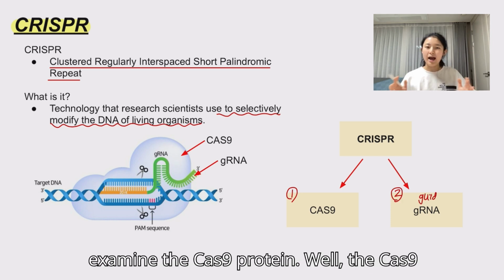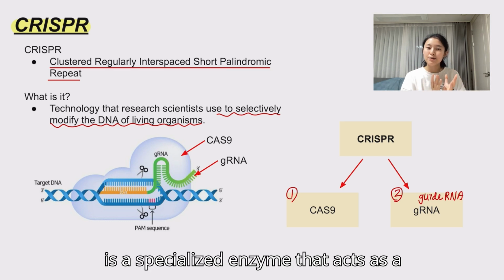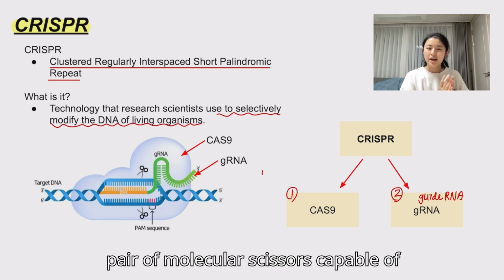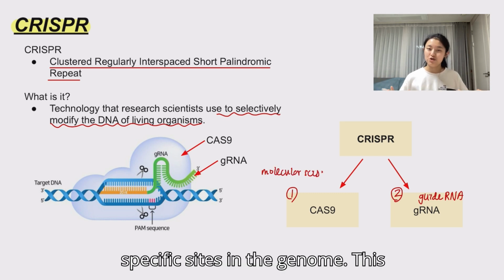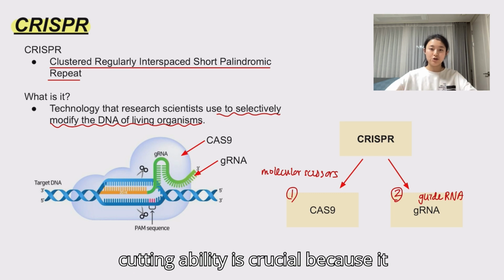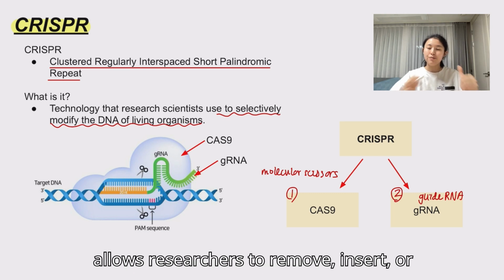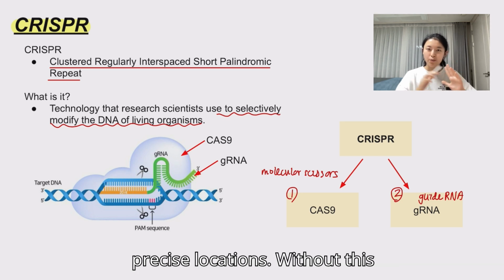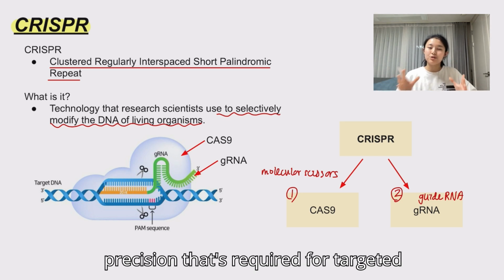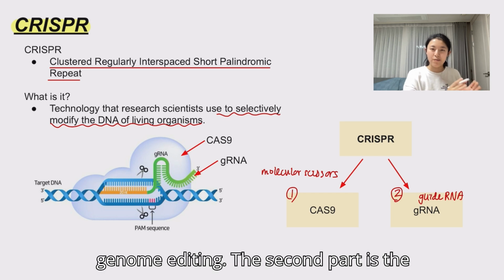First, let's examine the Cas9 protein. Well, the Cas9 is a specialized enzyme that acts as a pair of molecular scissors capable of cutting both strands of the DNA at specific sites in the genome. This cutting ability is crucial because it allows researchers to remove, insert, or even replace sections of the DNA at precise locations. Without this mechanism, CRISPR would lack the precision that's required for targeted genome editing.